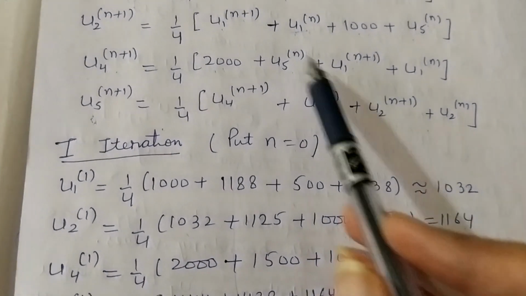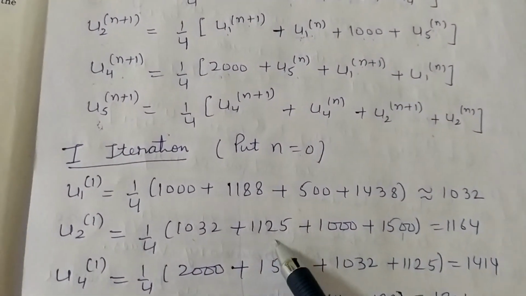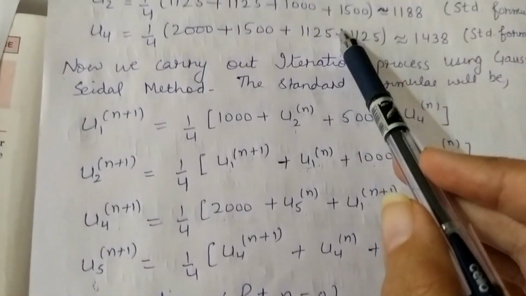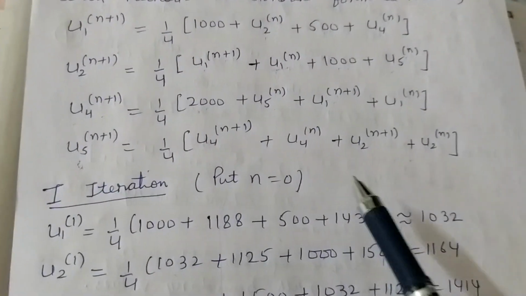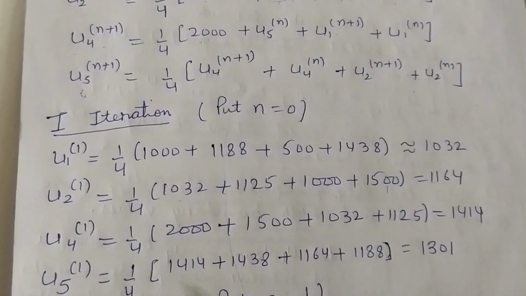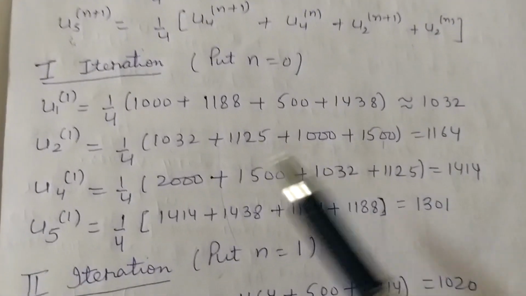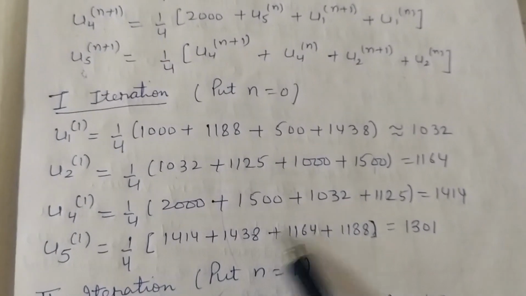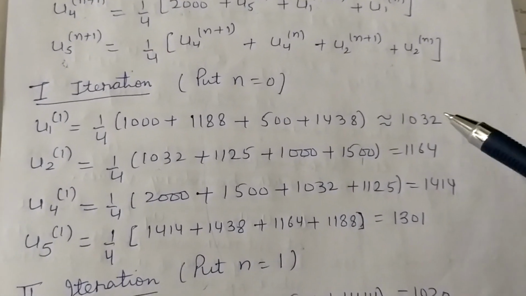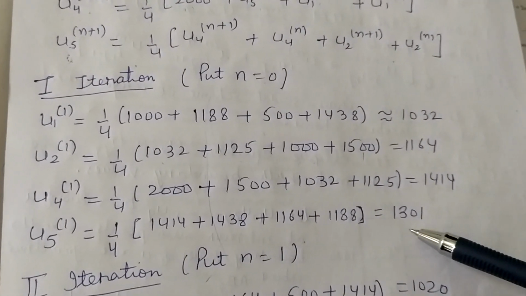So this means in your formula you have to use your recent value as well as your previous value. Previous value and recent value all are used in the formula. So in the same way you can calculate for U4 and U5. Now this is the set of the new values.